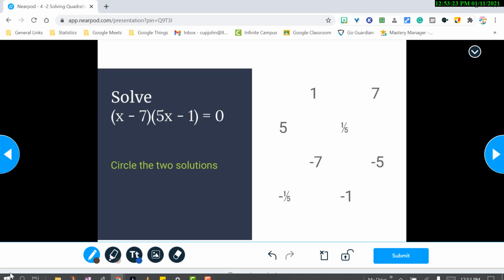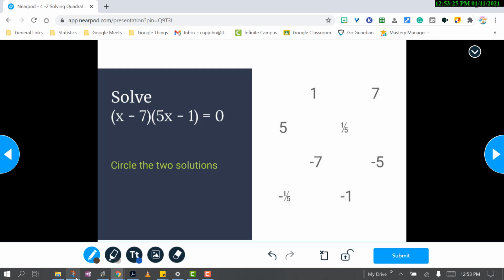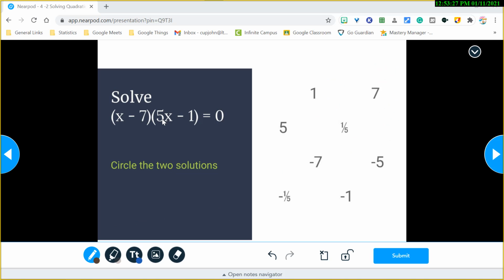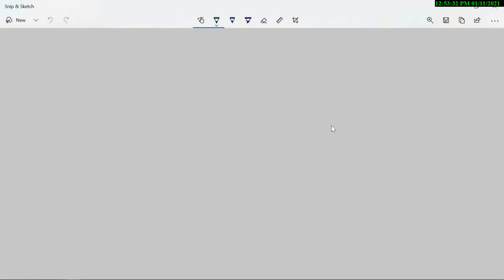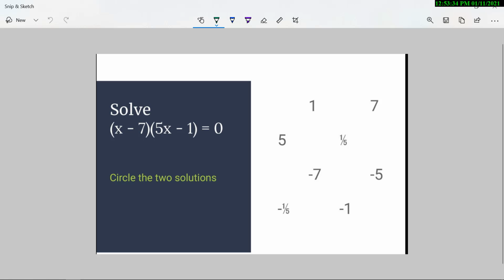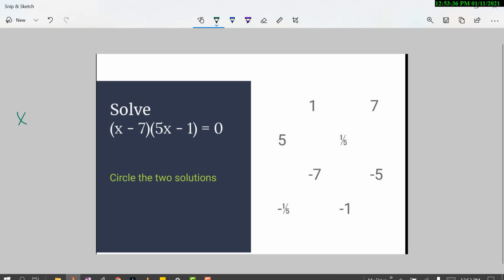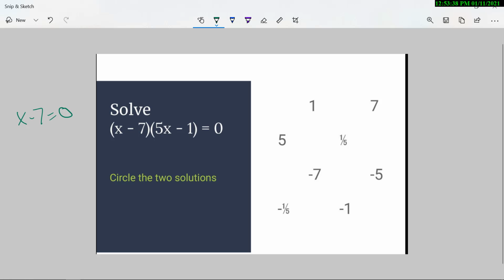All right, we got another one to do. We got to solve x minus 7 times 5x minus 1, and the two answers are somewhere over here. Well, x minus 7 equals 0. We would add 7 to both sides. So x equals 7. So that's one of them.